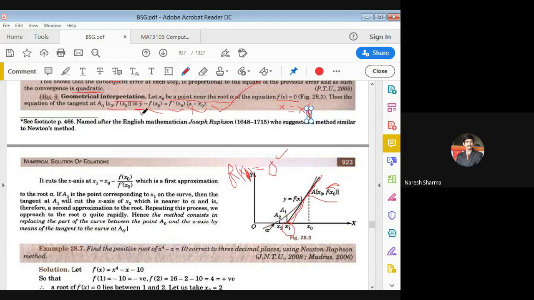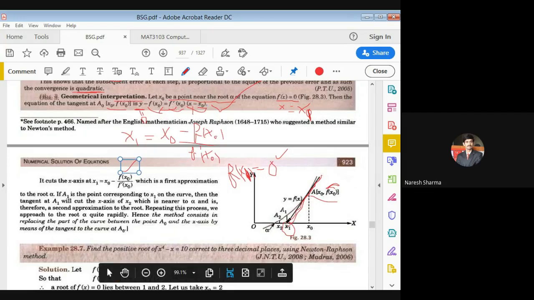Y at x1 becomes 0 because at x1 it touches the x-axis. We assume this is the first approximation of the root. So we rewrite this: we divide on this side, so that gives f(x naught) divided by f dash x naught, and we shift this x naught to the left-hand side. So that gives this one, which is equal to x1, which is the first approximation of the root.